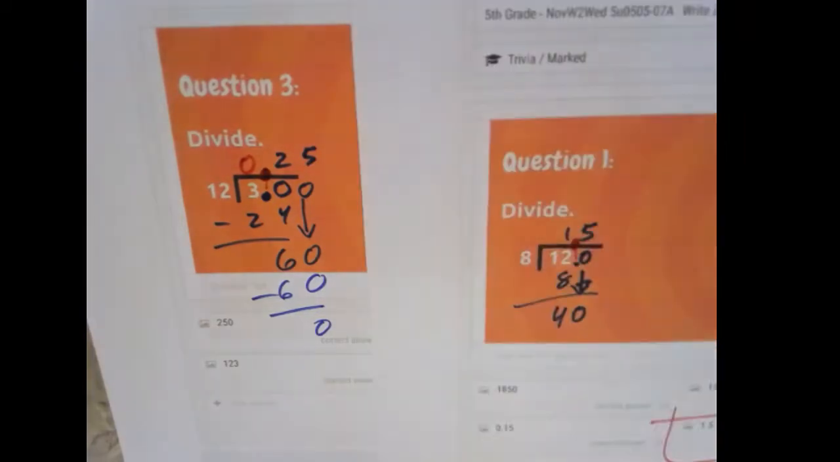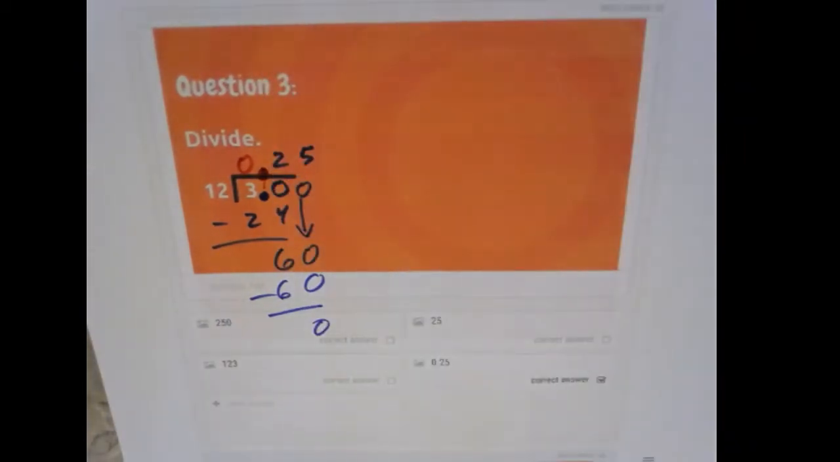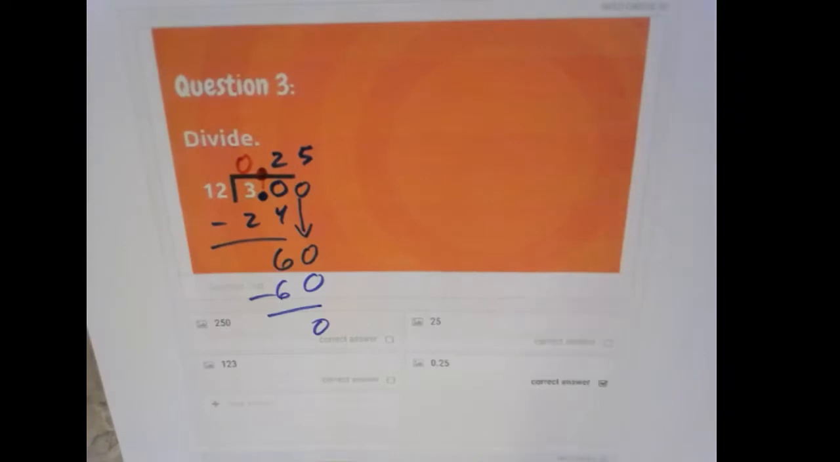Notice before, like in this example, we moved the decimal point on this number. Here it ends up being a whole number, so there's no extra manipulation of the decimal point. We just have to keep track of where it was in the dividend there to end up in the quotient. Okay?